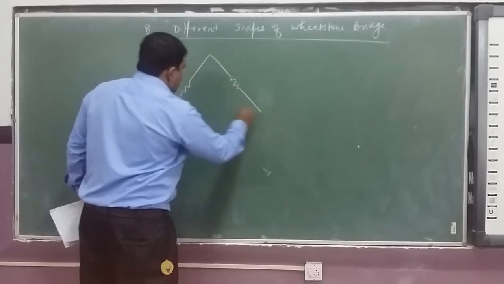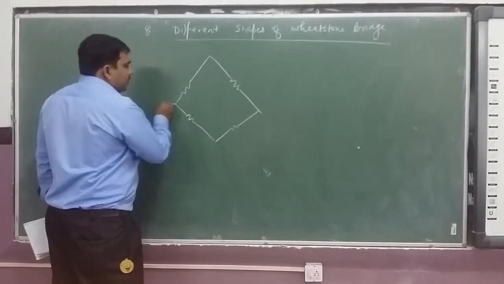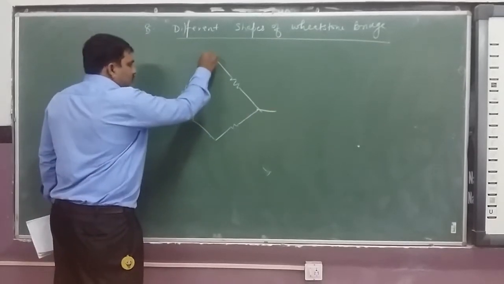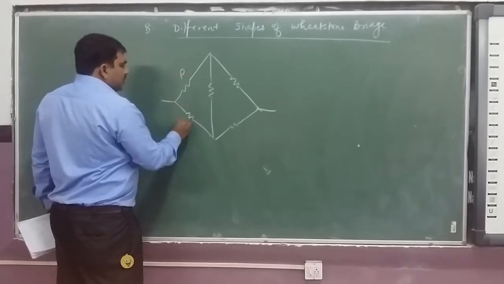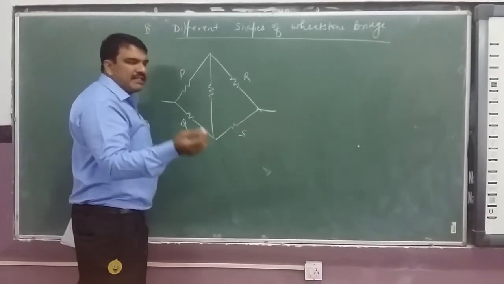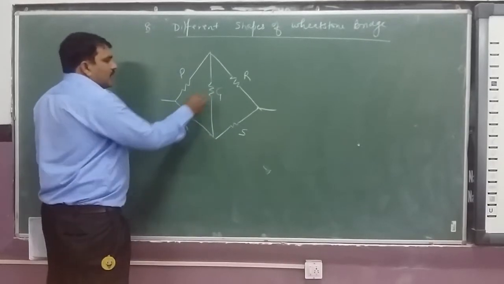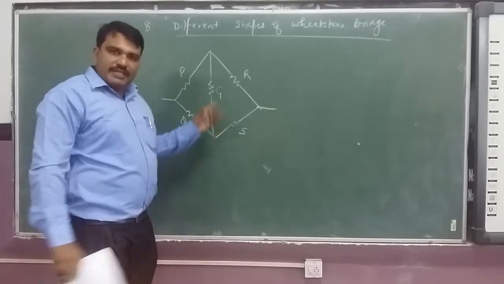So in a Wheatstone bridge there are basically 5 resistors, 4 resistors like this, and the 5th resistor should be in between. So if this is P, this is Q, this is R, and this is S, this 5th resistance you can name anything, you can call it G. So there are 5 resistors in a Wheatstone bridge. This is shape number 1 for Wheatstone bridge.